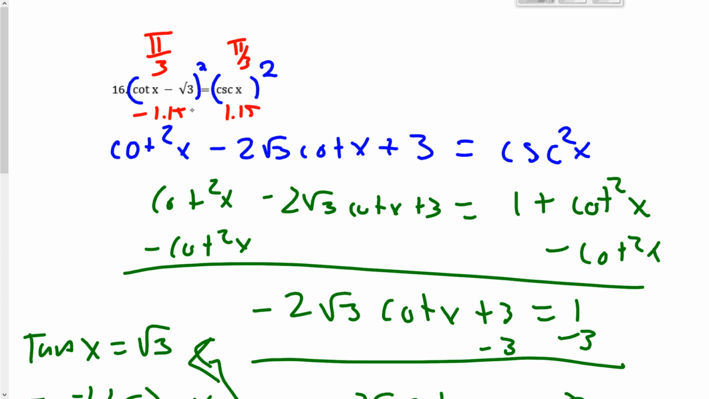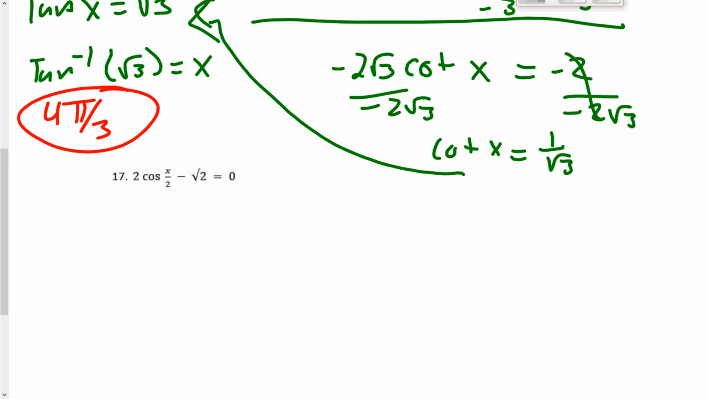And back to the original would delete these, and so that's why I need to put in 4 pi thirds, because when I put in 4 pi thirds, it works out to negative, negative. They're both negative, right? Because 4 pi thirds is in the third quadrant, that will give me a negative here. The cotangent would be positive, but then you're subtracting a root 3, so that's why it turns to negative 1.15. And then cosecant in the third quadrant is part of sine, so that's going to be a negative. So it does work.